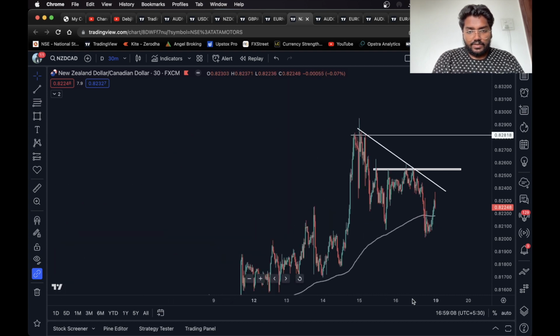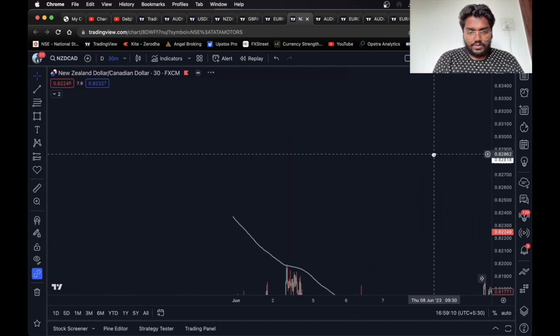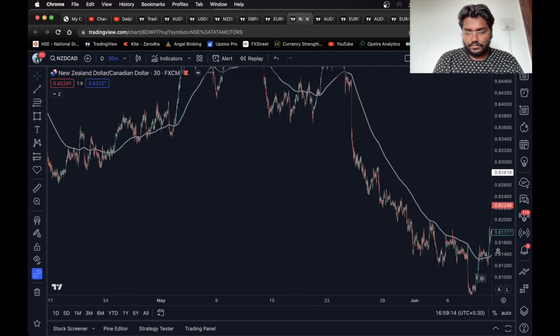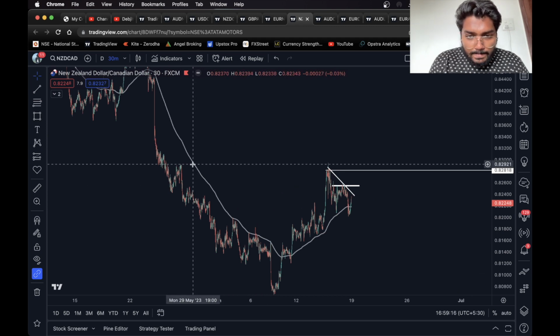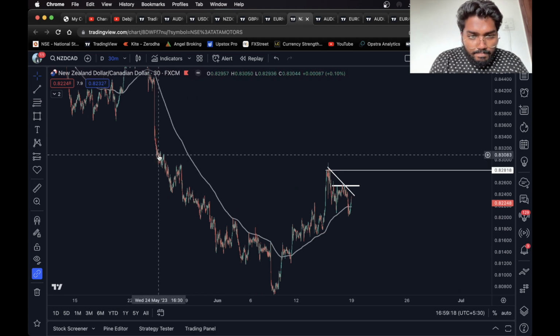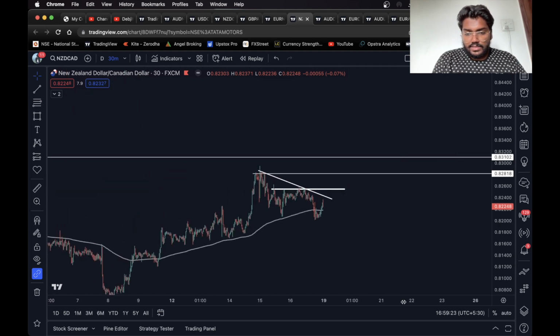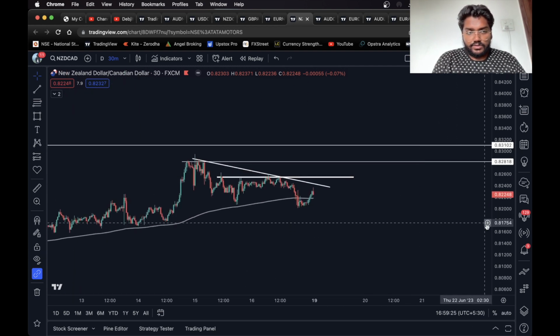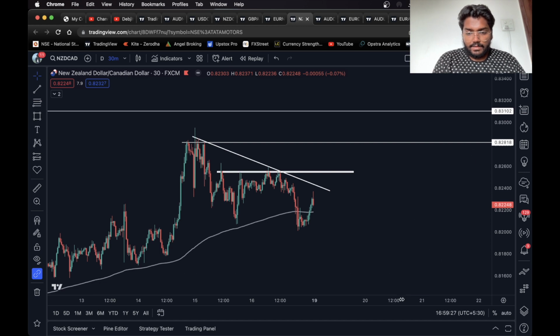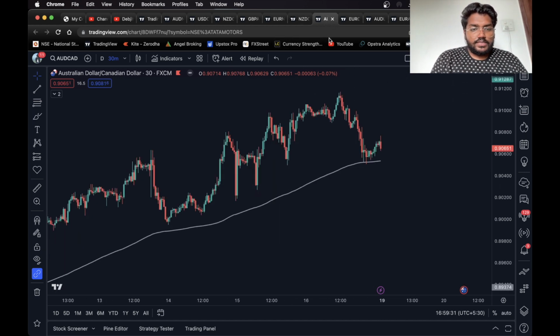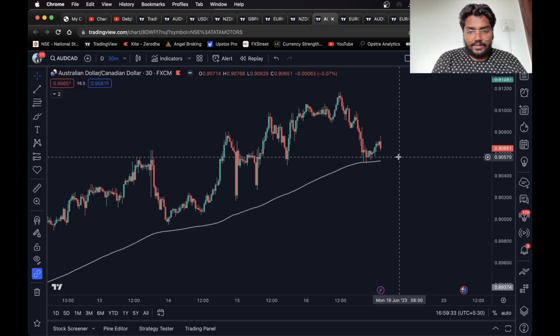And for the second target, what I'll do is check whether we have any recent price action levels over here. You can consider this as your second target, okay, for New Zealand dollars and CAD. Looks good. Moving on to the next one, we have Australian dollars and CAD.